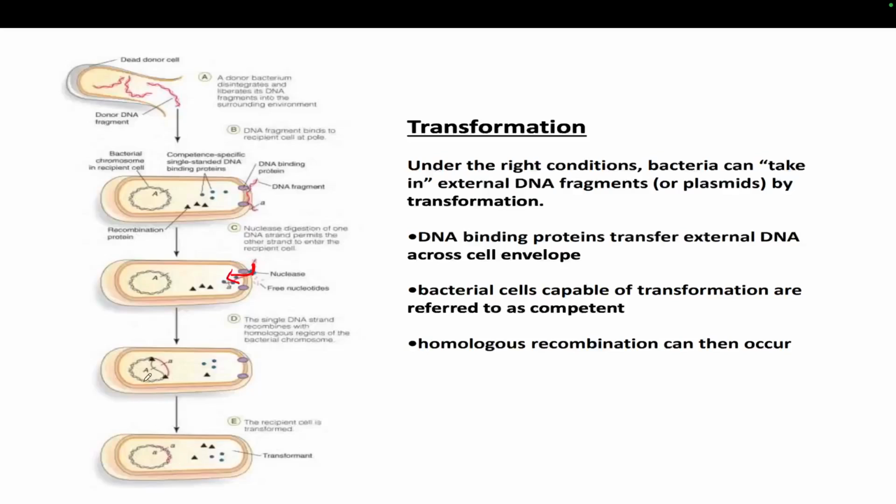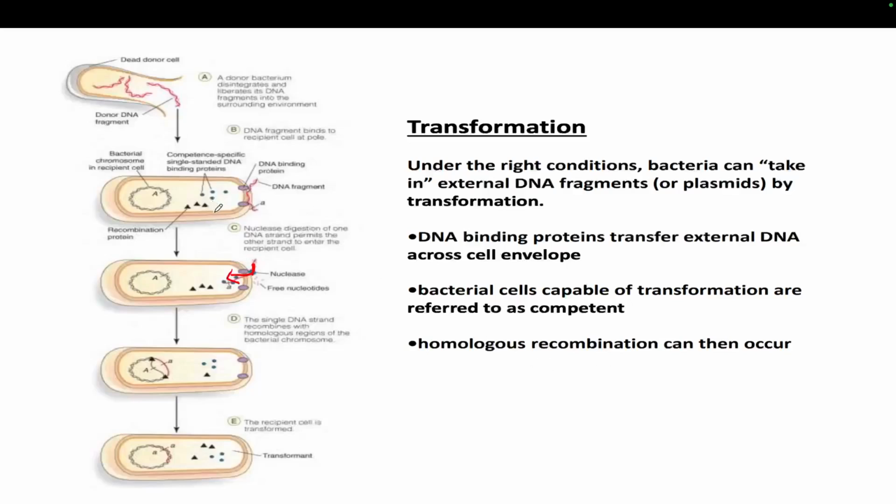Okay, so this is the process called transformation. Under the right conditions, bacteria can take in external DNA fragments by transformation, and DNA binding proteins transfer external DNA across the cell envelope. Bacterial cells capable of transformation are referred to as competent cells. Homologous recombination can then occur.